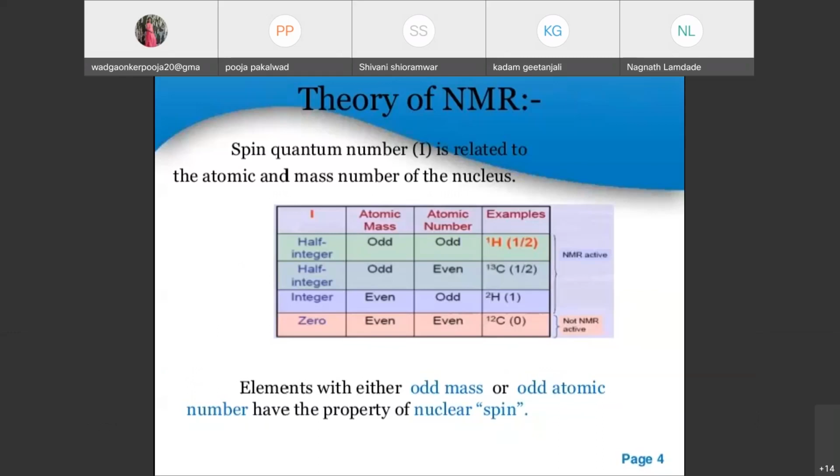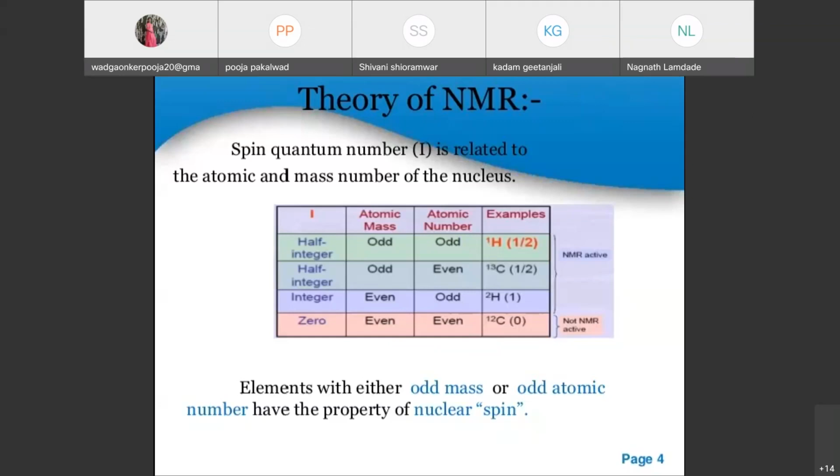But before that, you must tell me one thing, because I discussed these things many times in my previous NMR classes. What is meant by capital I in NMR? It is related with the spin quantum number.